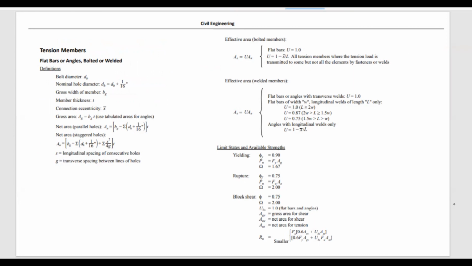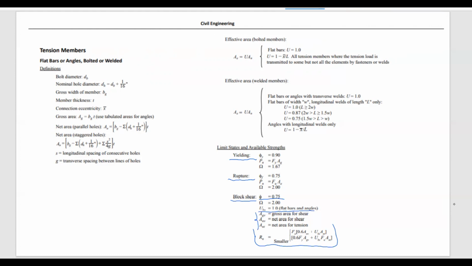Last few weeks, we have talked about the design strength for yield. We also have talked about design strength for rupture, and this is the formula for the design strength for block shear. There are actually two formulas, and the final result is going to be the smaller amount. The phi for block shear is 0.75. UBS is 1, given to you.